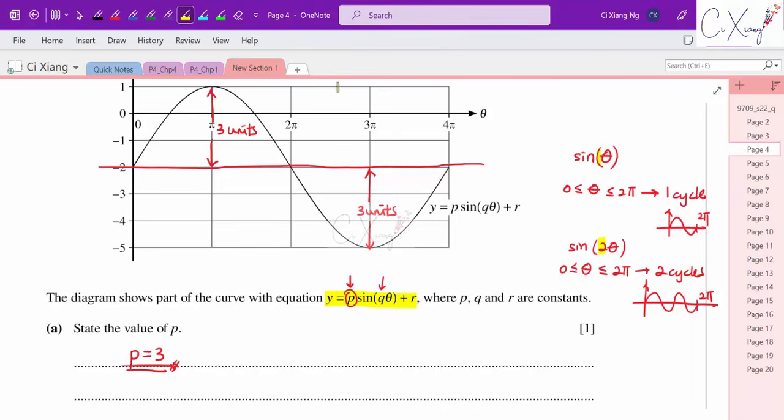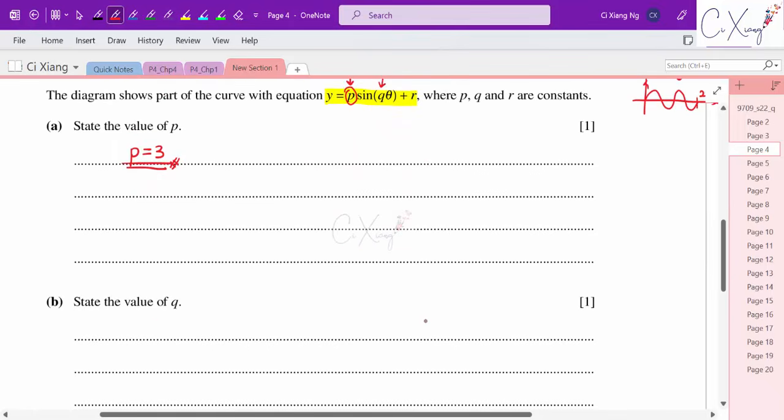Okay, so to decide the value for Q, I will need to observe how many cycles appear from 0 until 2 pi. So you can say this is 0 and this is 2 pi, right? Okay, so from 0 until 2 pi, you will see that we don't have one complete cycle for the sine. We only have half of the complete cycle of the sine. Therefore, the value of Q here, we know that it is equal to half. Only half cycle, right, from 0 until 2 pi. Therefore, the Q will be equal to half.